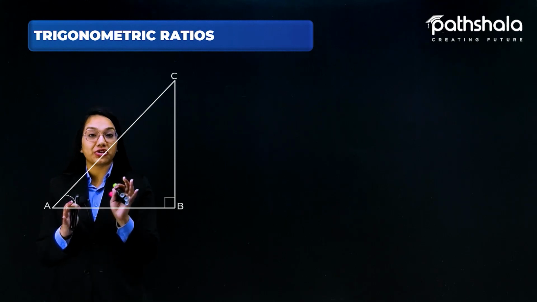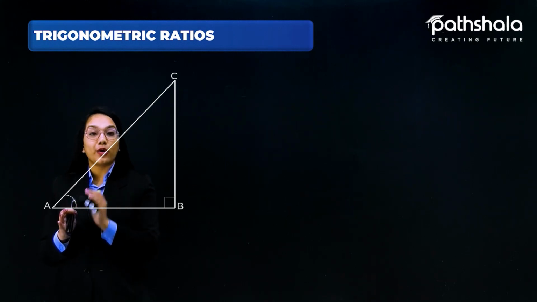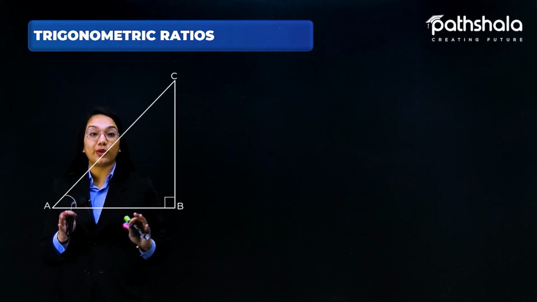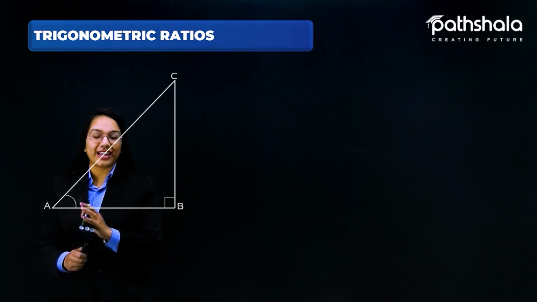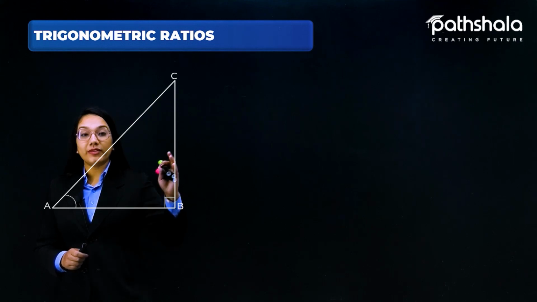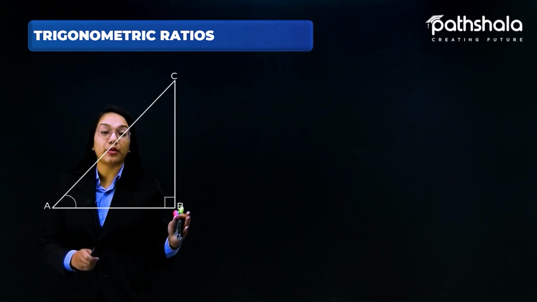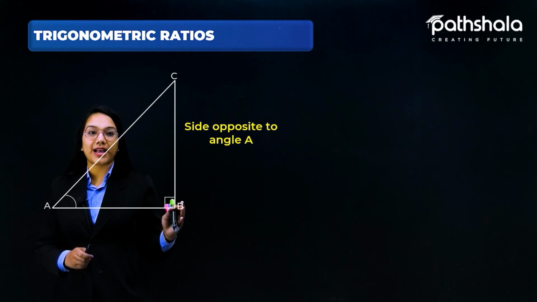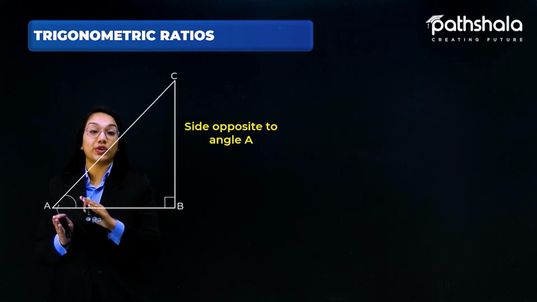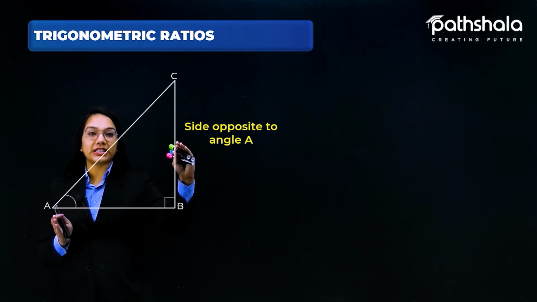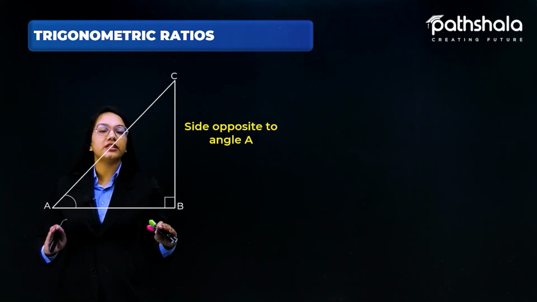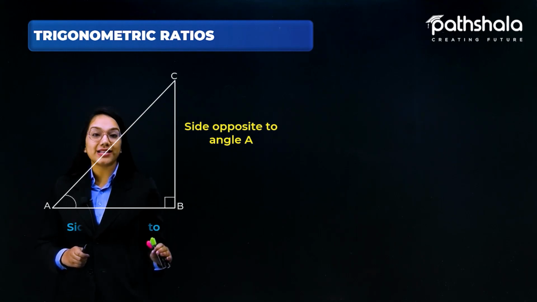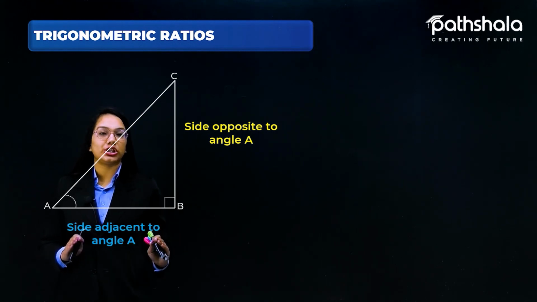My whole concentration is on this particular angle now, because with respect to this angle we will talk about the sides of this triangle. With respect to this angle A, this side, which is BC, is called the side opposite to the angle A. As you can see, with respect to A, this is the side which is opposite to the angle A. And this side is BA, which is called the side which is adjacent to the angle A.